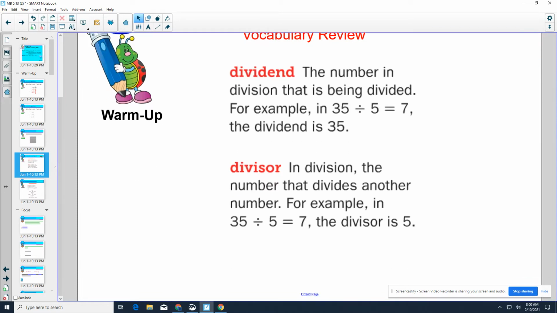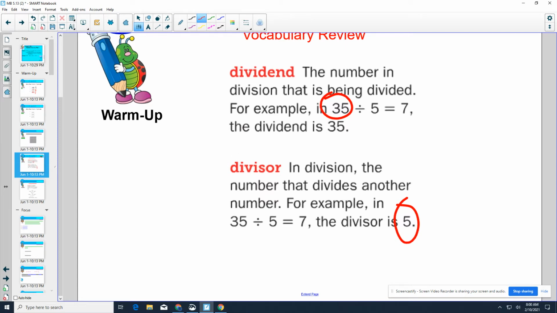Okay, we're going to talk about some vocabulary in regards to division. I know we've heard these before, but the dividend is the number in division that is being divided. For example, in 35 divided by 5 equals 7, the dividend is 35. You could think of the dividend as the big amount that you're splitting up. And then you have the divisor, the number that divides another number. In 35 divided by 5 equals 7, the divisor is 5. The divisor is the number of groups that you're splitting it into.